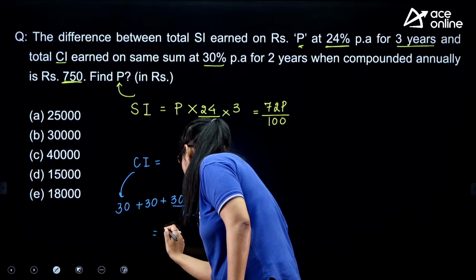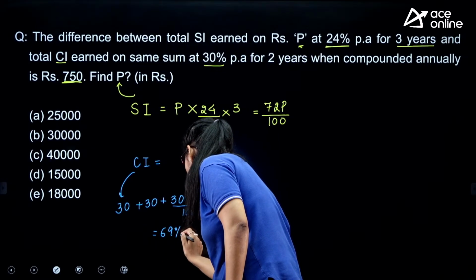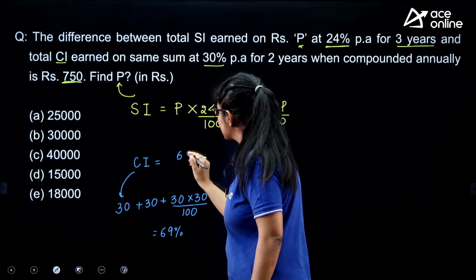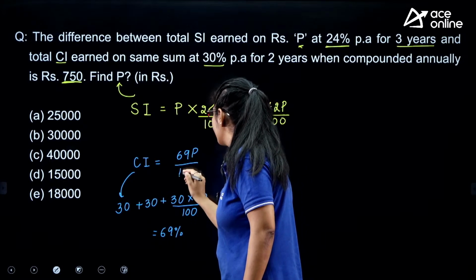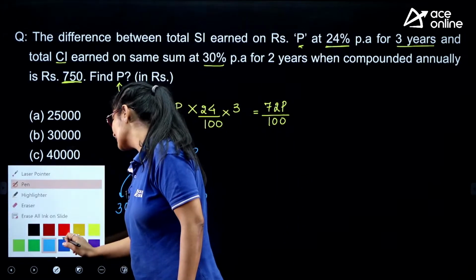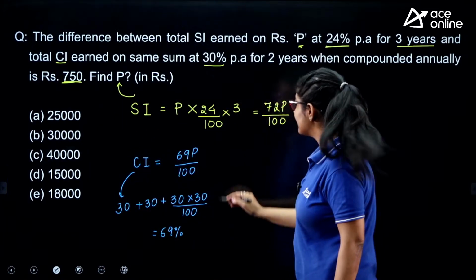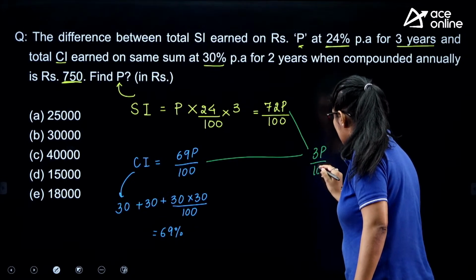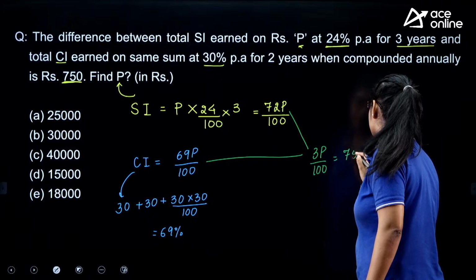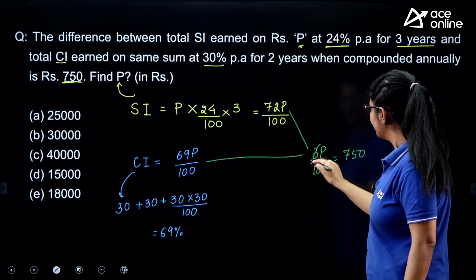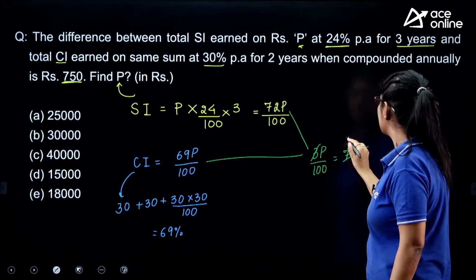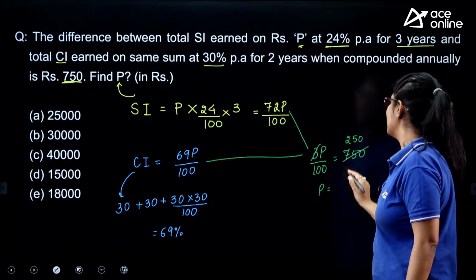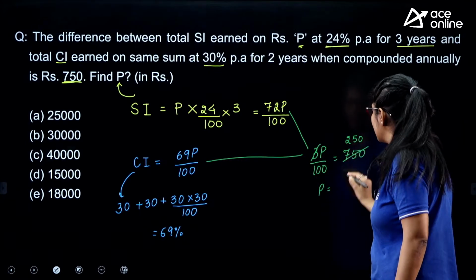So from this one, I'll just simply get 69% as the rate of interest for 2 years. So the CI that I got over here is 69p by 100. But the question is saying that the difference between these two, that is nothing but 3p by 100, is equal to 750. That means with the help of 3 we can eliminate it. Here I'll get 250. And if I want to find out the value of p, then I have to multiply 100 by 250.